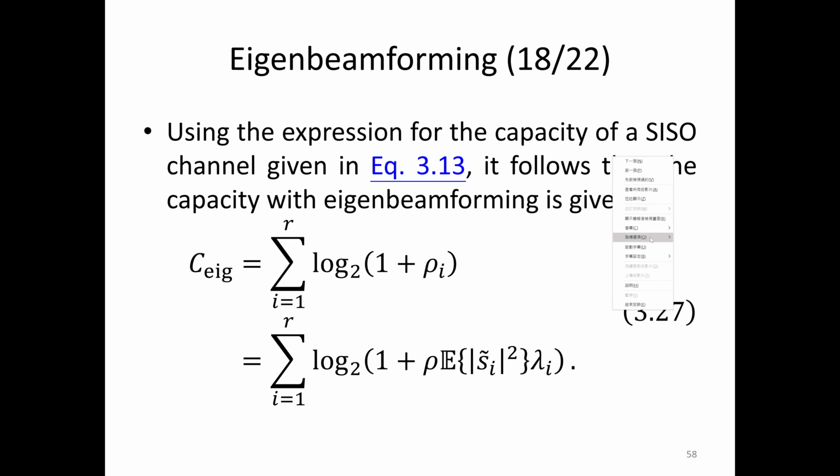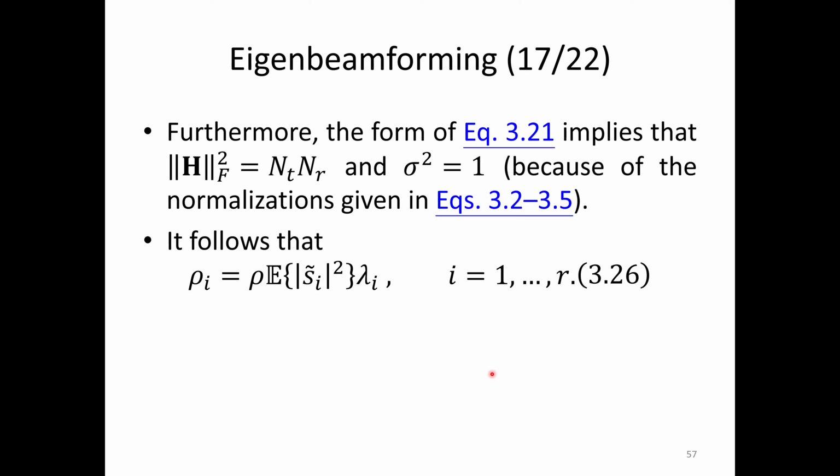In equation 3.27, we can see that CEIG, which is the capacity with eigenbeamforming, is equal to the summation of i equal to 1 to R, where R is the channel rank, of log 2 of 1 plus rho, where rho is the SNR at the receiver, times the expectation of the square of the absolute value of S tilde i. What is S tilde i? Let us review it.